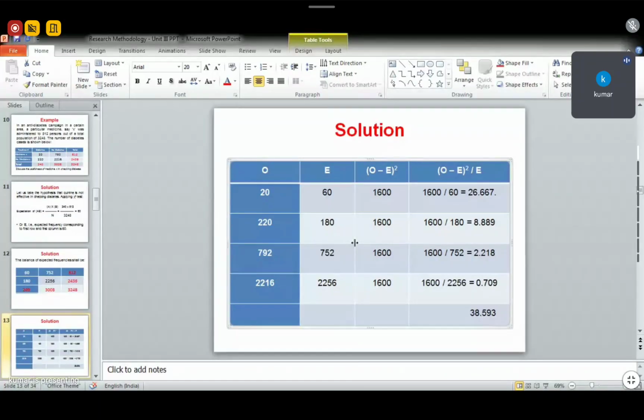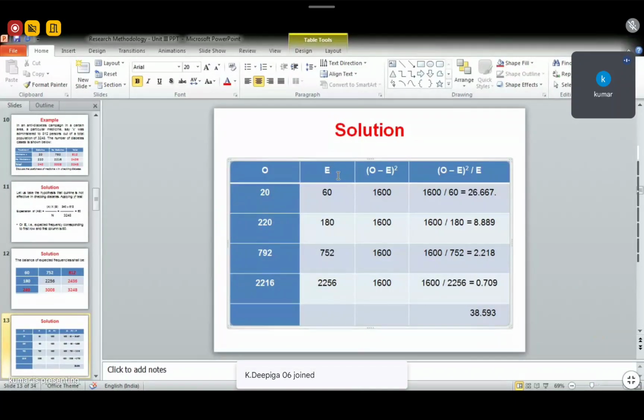When you enter this observed frequency and expected frequency, you should follow the same order. You should not change the order. If you go row wise, you do it row wise for the expected frequency also. If you go column wise, you do column wise for expected frequency also. It is left to your discretion. You can go row wise also or column wise also. I have entered the observed frequency row wise. First row 20 and 220, second row 792 and 2216. The same order is to be followed for entering the expected frequency also. Otherwise, values will get changed.